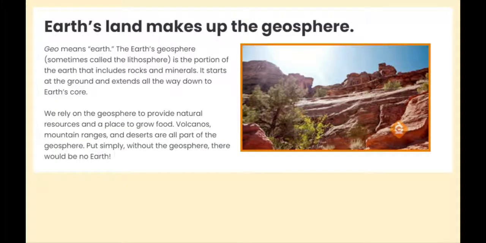First, we will learn about the geosphere. Geo means Earth. The Earth's geosphere, sometimes called the lithosphere, is the portion of the Earth that includes rocks and minerals. It starts at the ground and extends all the way down to Earth's core or center. We rely on the geosphere to provide natural resources and a place to grow food. Volcanoes, mountain ranges, and deserts are all part of the geosphere. Put simply, without the geosphere, there would be no Earth.